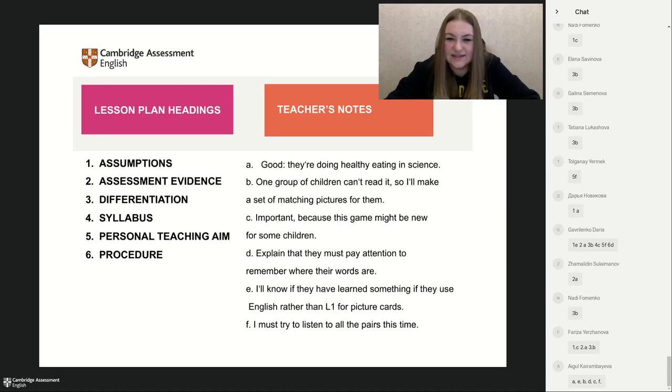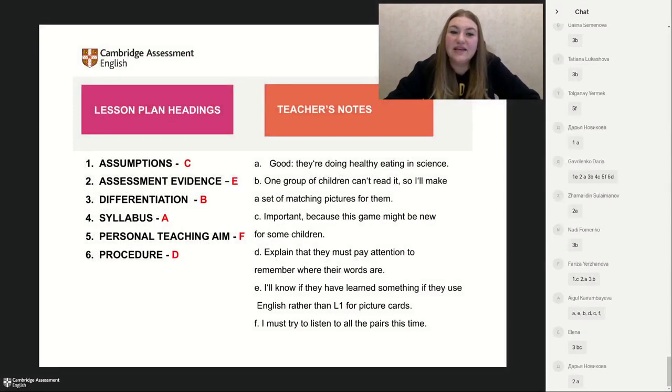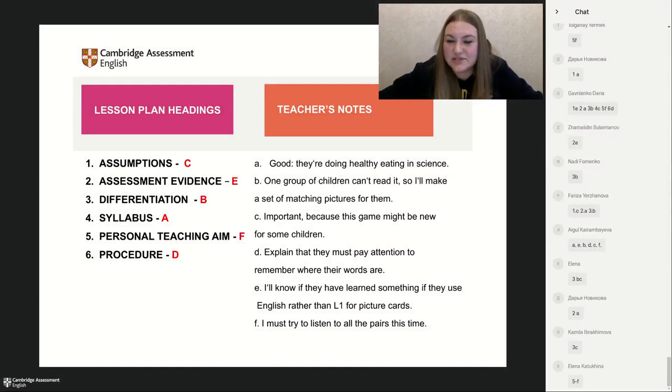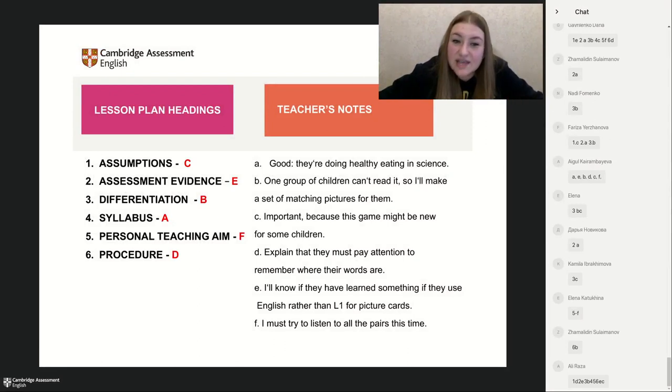Wonderful. Great. Okay. So here you can see the correct answers. Four assumptions. Yeah, so they're kind of problems. You even sometimes cannot predict them. So assumption, important, because this game might be new for some children. So for example, that is connected mostly with managing the classroom, with some of the things that may not work in the classroom or something like this.